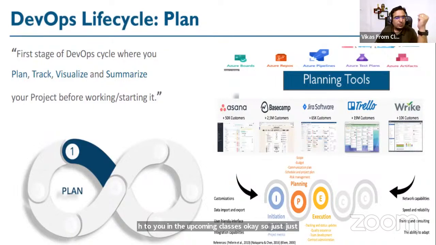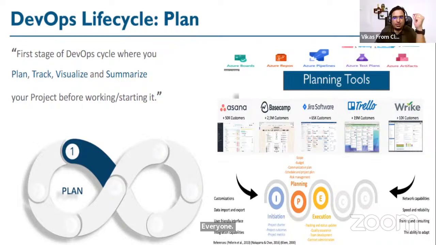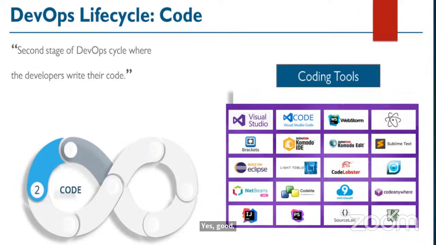If someone asks the question, which one is used in your project? Jira and ServiceNow. Everyone, I need an answer from everyone. Jira and ServiceNow for the planning phase. Okay, which tool are you using for coding? Visual Studio Code. Yes, good. Cool, thank you.